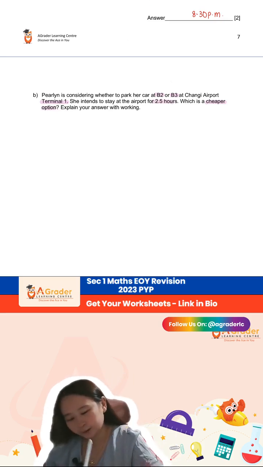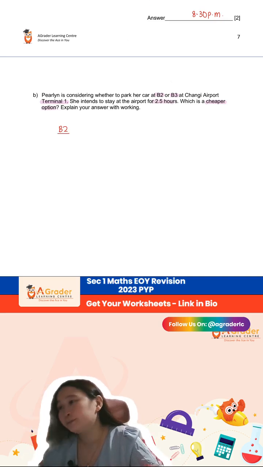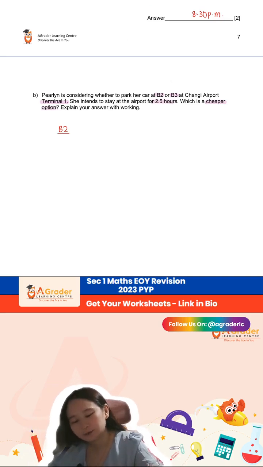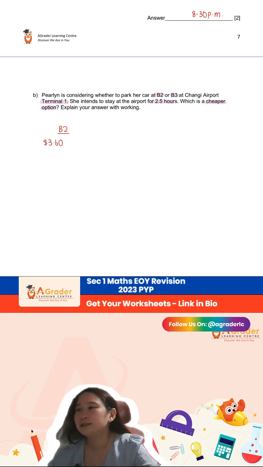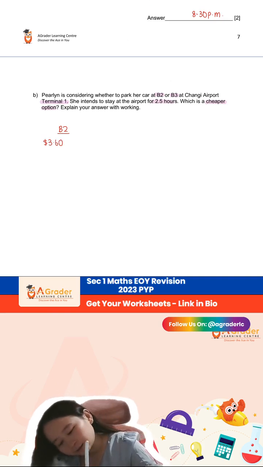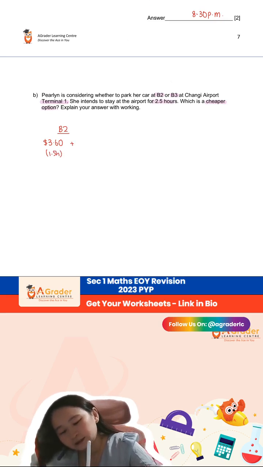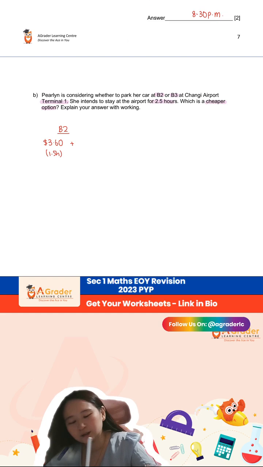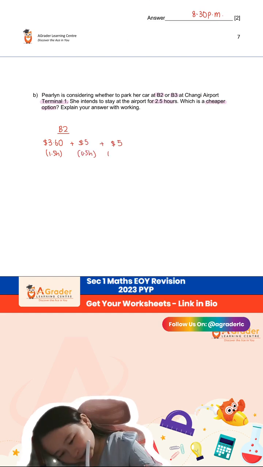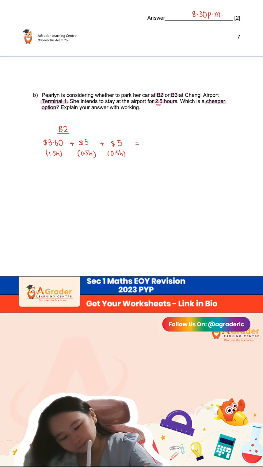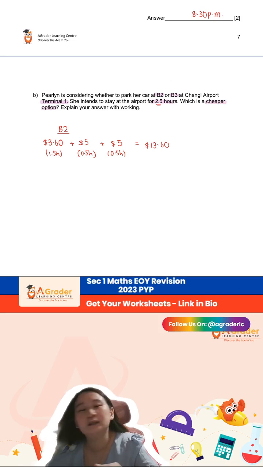Okay, so if she parks at B2, the amount that she needs to pay will be $3.60 for the first 1.5 hours. Then subsequent 30 minutes is $5. This is another 0.5 hour plus another 0.5 hour. Total is 2.5 hours. So she'll need to pay $13.60.